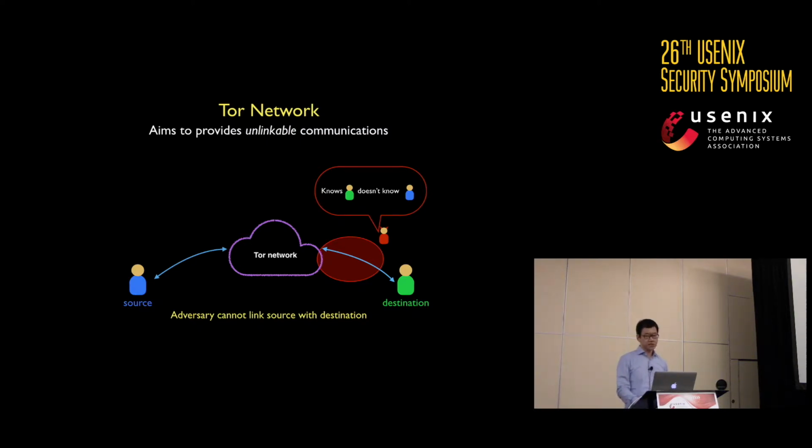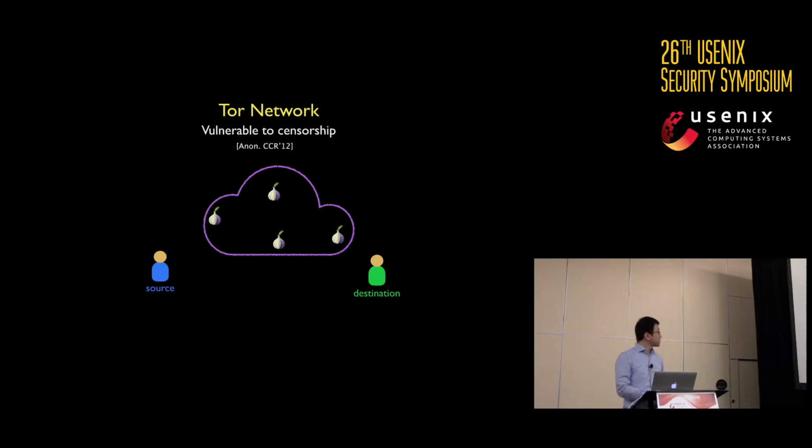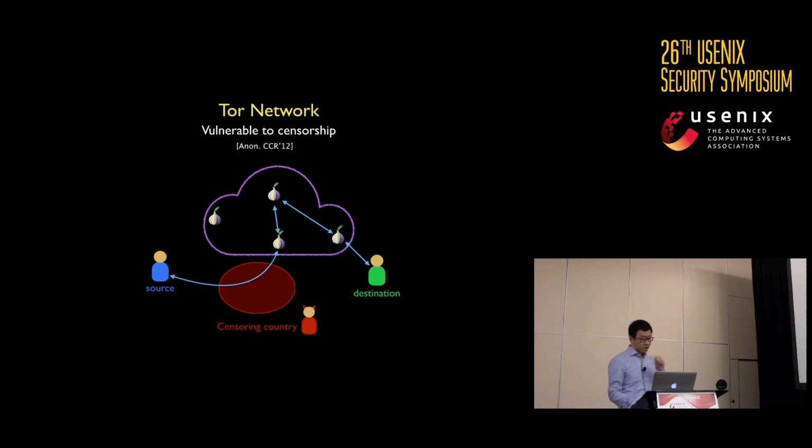However, many previous studies have shown that Tor is still vulnerable to a set of attacks, such as censorship. Imagine a censorship region can observe the traffic from the source towards the Tor network. It can easily identify the source that's trying to communicate over Tor, and it can simply drop all the packets from the source towards the Tor network and thus block the whole communication.